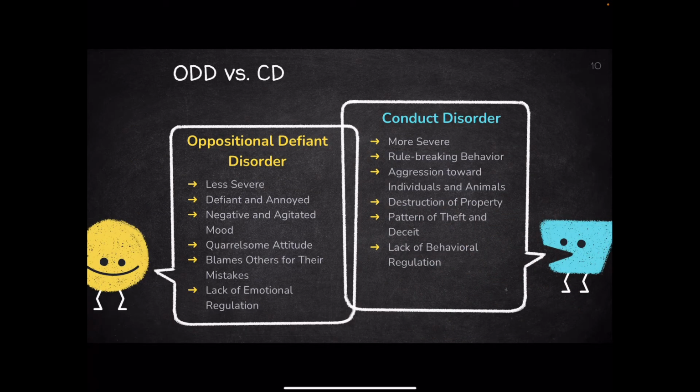So with ODD and conduct disorder, they're very similar in the sense that people with both are very defiant, they have issues with authority figures, and they have a lack of emotional and behavioral regulation. However, with conduct disorder, it's much more physical and aggressive in nature, in that they're wanting to cause harm to the people around them, like destroying property, hurting animals and people, stealing.